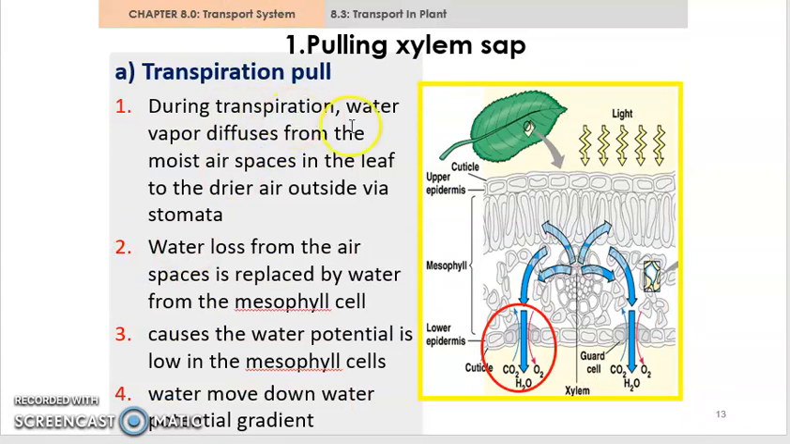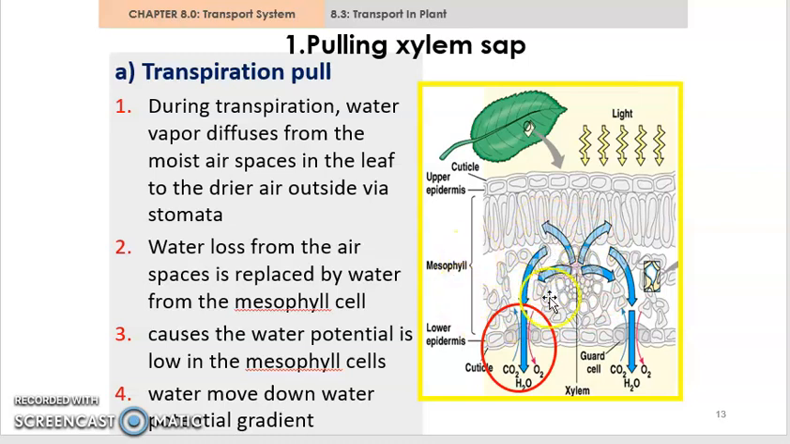So during transpiration, water vapor diffuses from the moist air space in the leaf to the drier air outside via stomata. Okay, maksudnya semasa proses transpiration berlaku, so what happens to the water vapor inside of the leaf cell, it will diffuse towards the outside. So air akan keluar. So what happens? Water loss from the air space is replaced by water from the mesophyll cell. So since the air space of the leaf cell ni, water is already diffused out to the surrounding, so air yang hilang tu akan digantikan oleh air yang berada di dalam mesophyll cell.